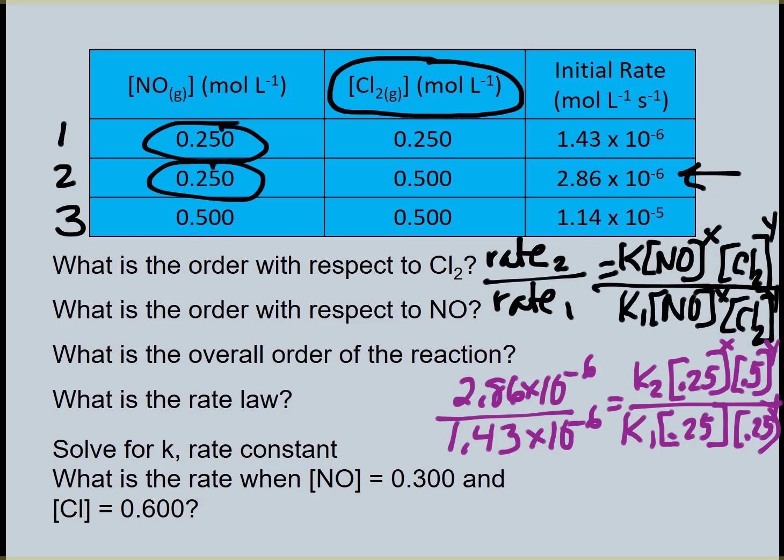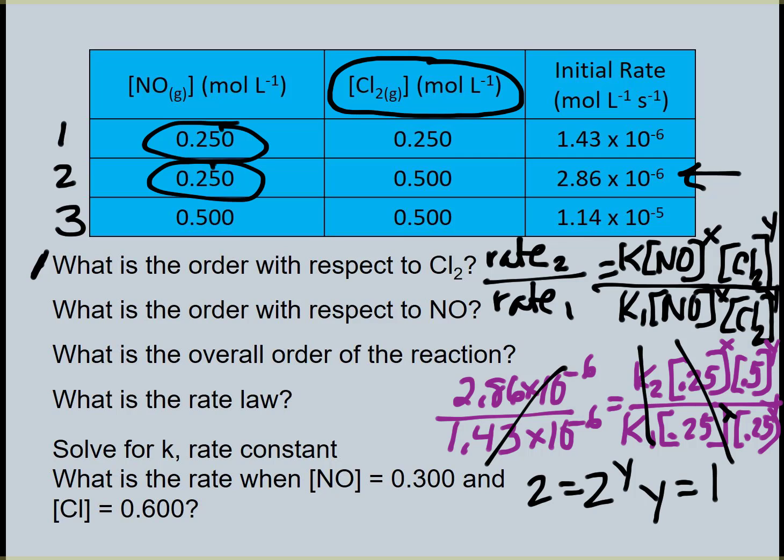So my rates do cancel, and I will have a 2. My rate law constant will cancel because it's the same one, because it's the same reaction. And then these 0.25 to the x, I can cancel those. And so I'm left with 0.5 divided by 0.25, and when I divide, I'll get a 2 to the y, and the idea is to solve for that exponent, and y would be equal to 1. So I know that Cl2 is a first order reaction.